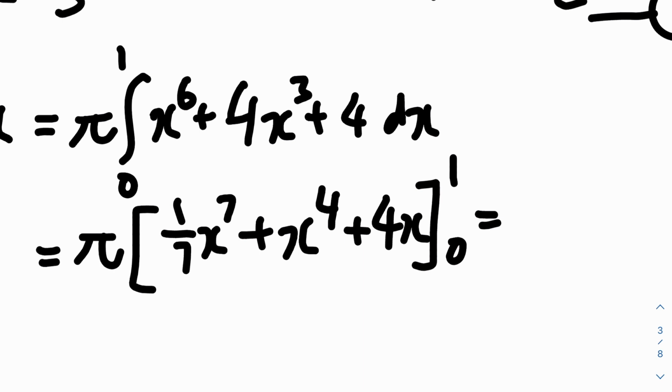So it will be pi times 1 over 7 times 1 to the power 7 plus 1 to the power 4 plus 4 times 1, and that gets us 36 over 7 pi.